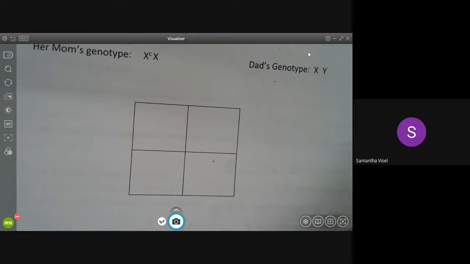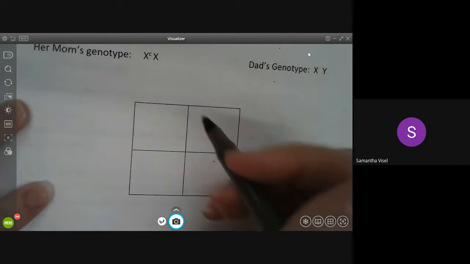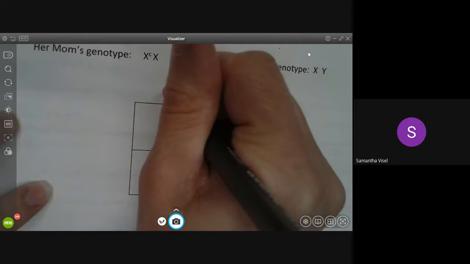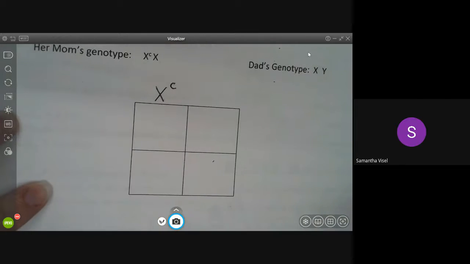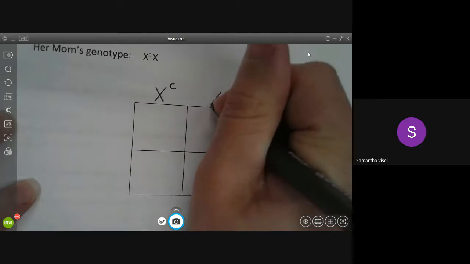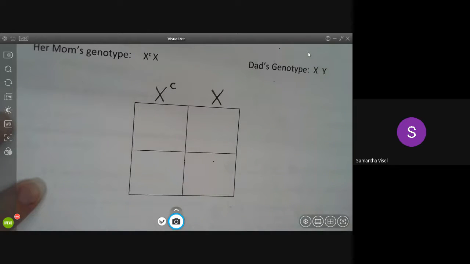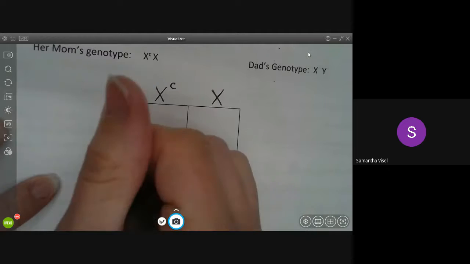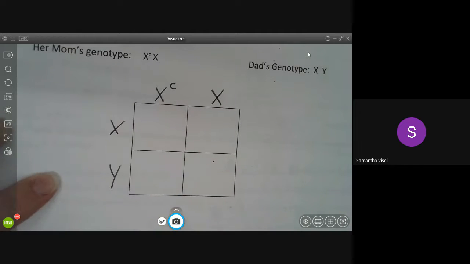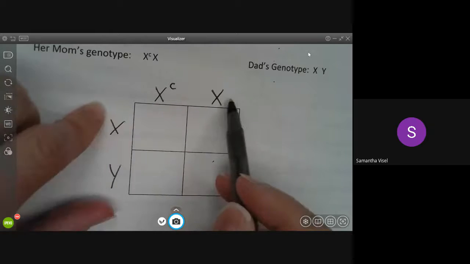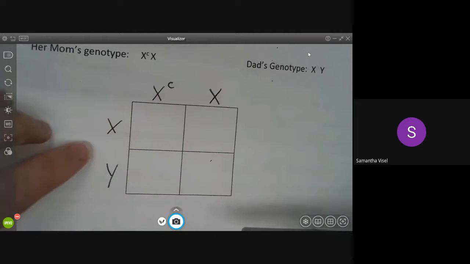Oh goodness. Okay. So my mom's genotype is X^C X. So I can put this bad X over one box, this good X over another. And then my dad being XY, I can split his alleles over on this side. So now I'm going to do my crosses. So I'm going to match up each box.